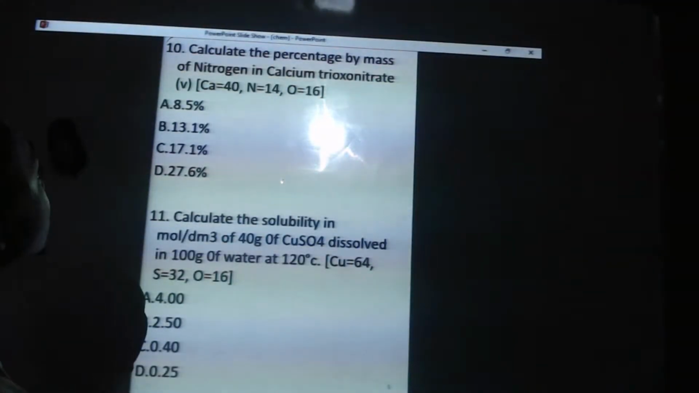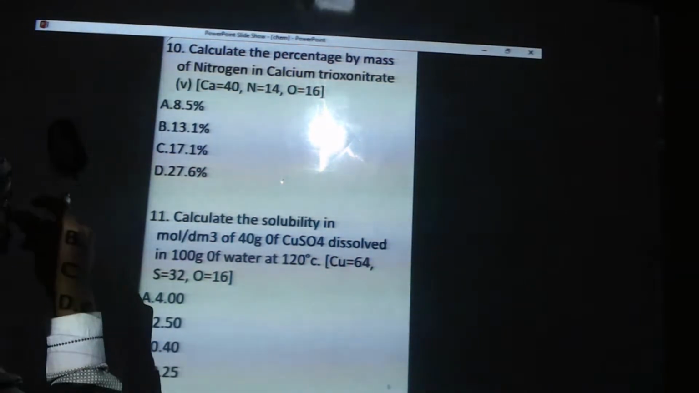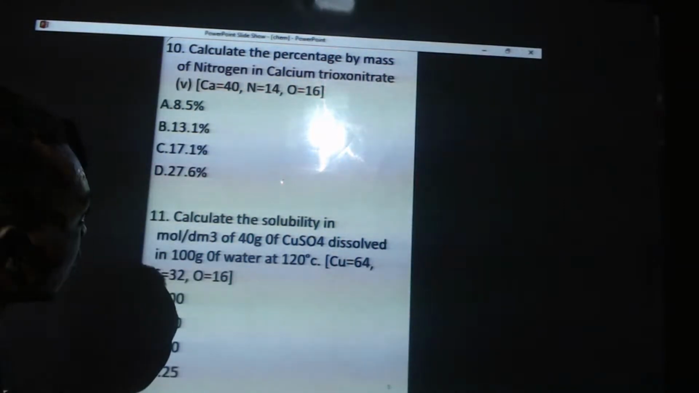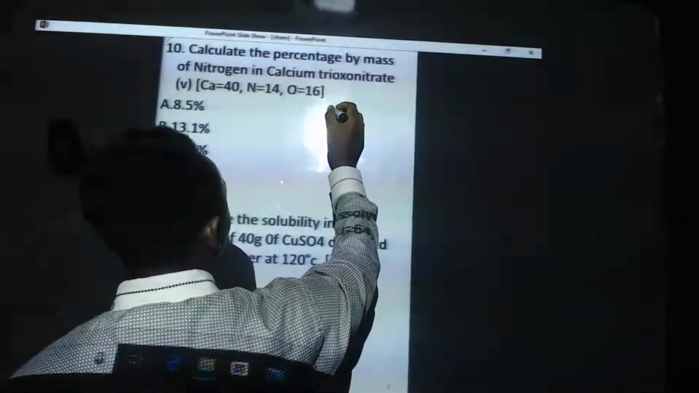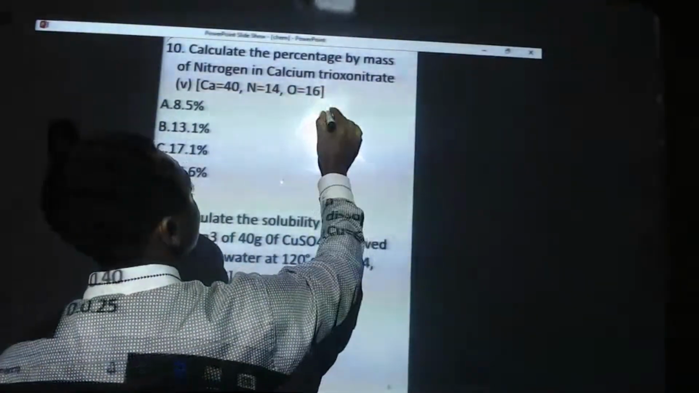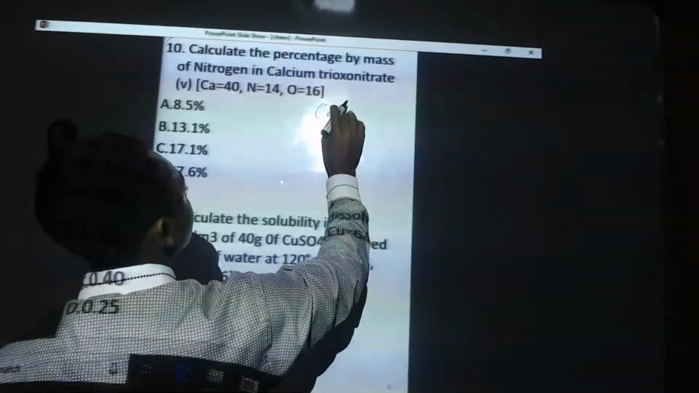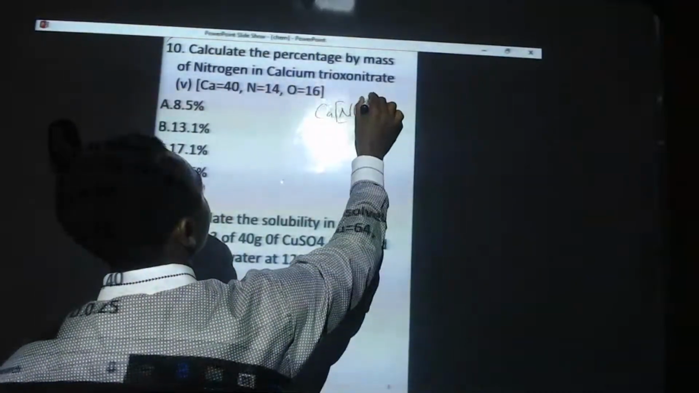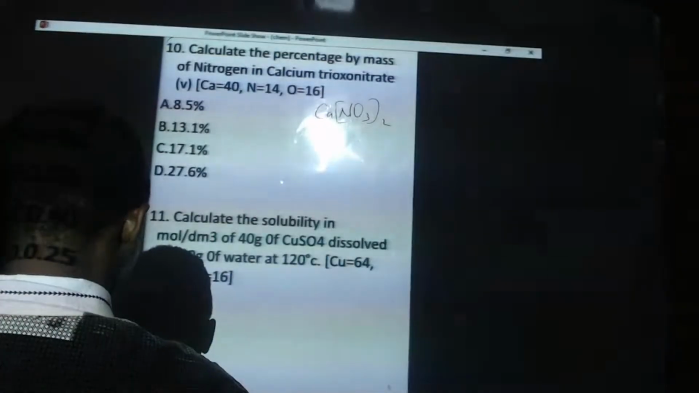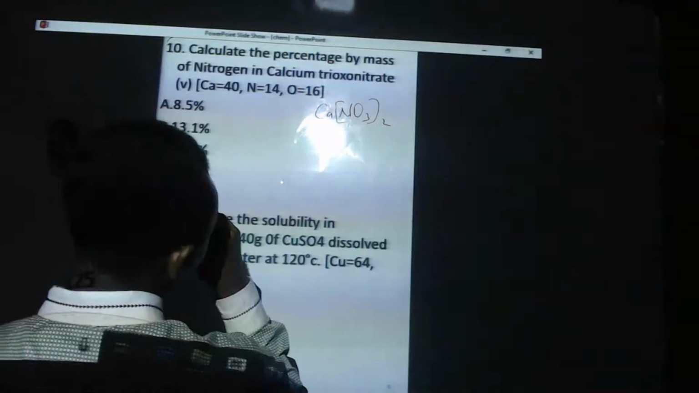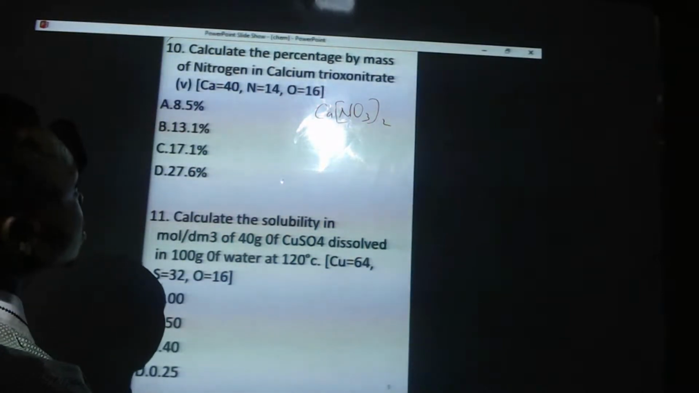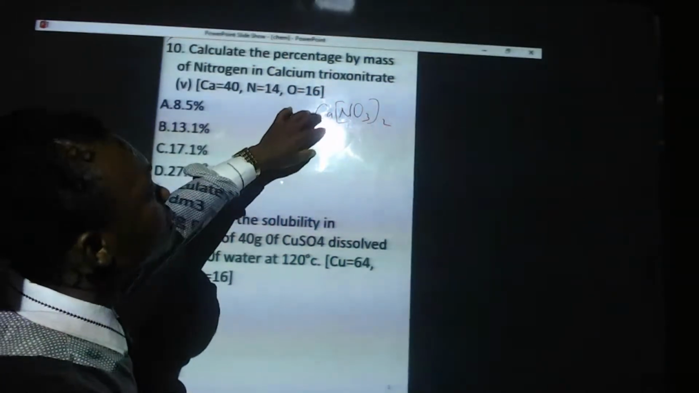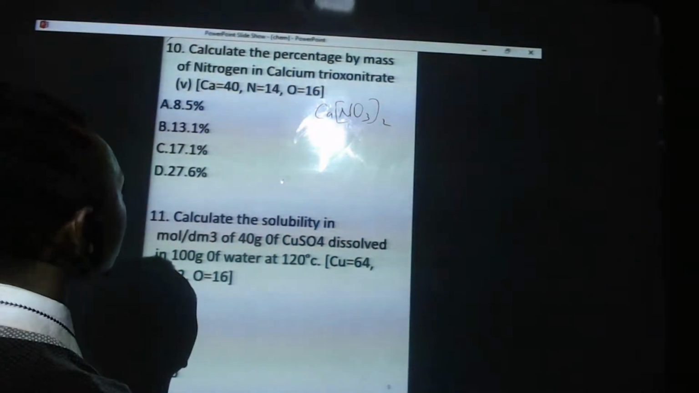Okay, calculate the percentage by mass of nitrogen in calcium nitrate(V). Now we're calculating percentage in any compound. This is calcium nitrate(V), calcium trioxonitrate(V). Now, the first thing you have to do here is to find the molar mass of the compound.